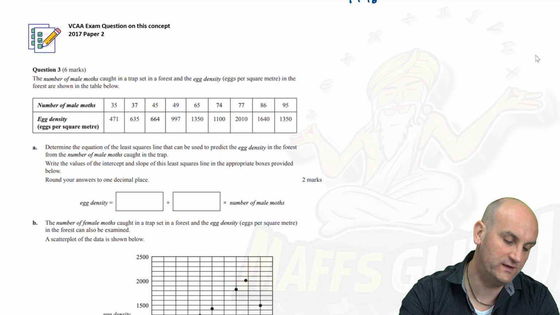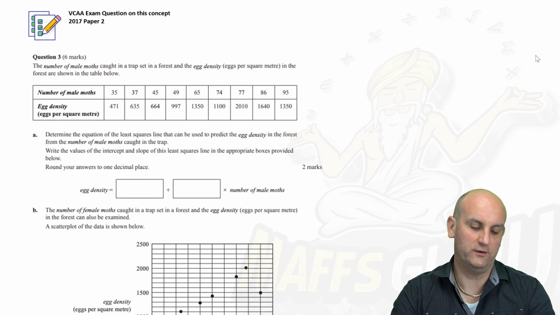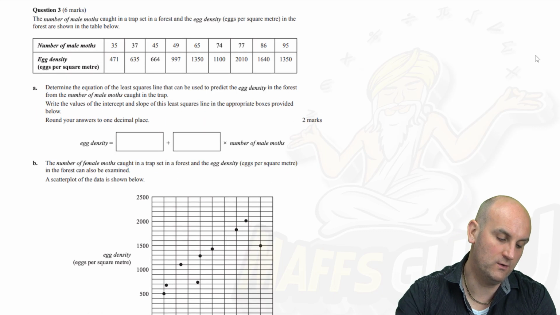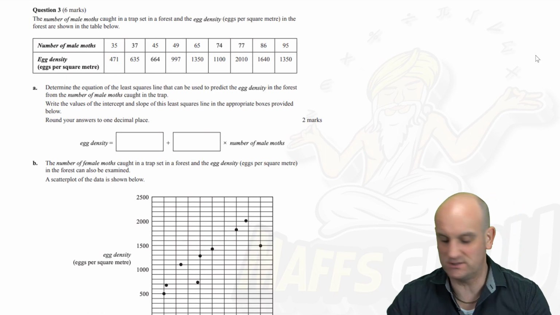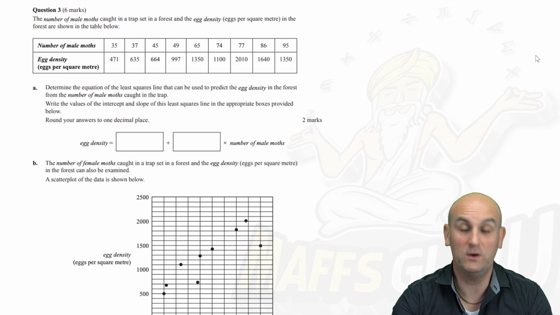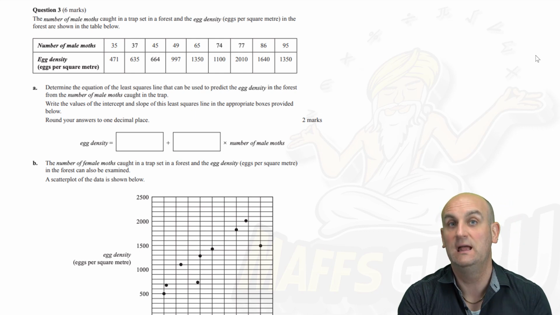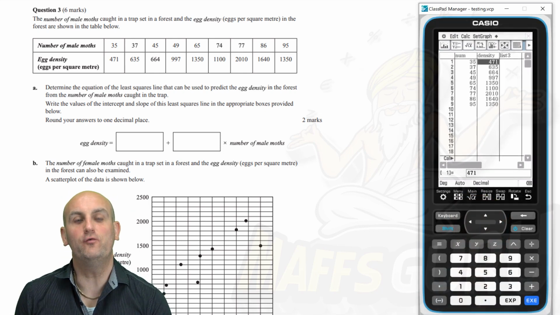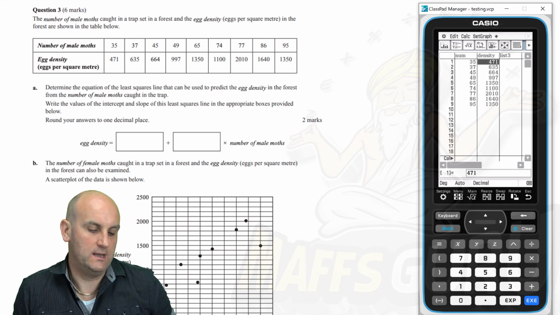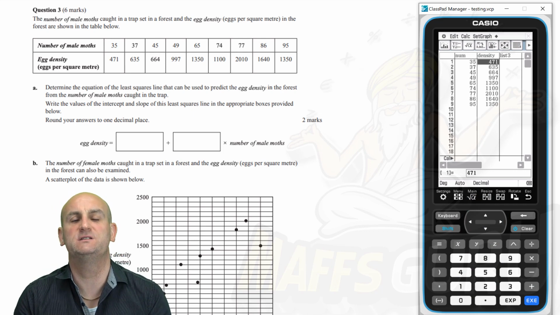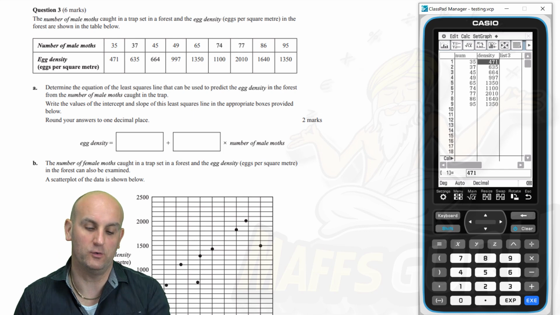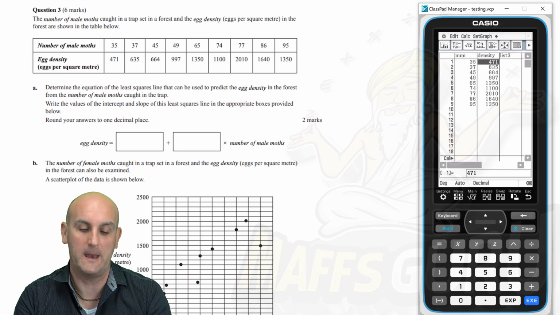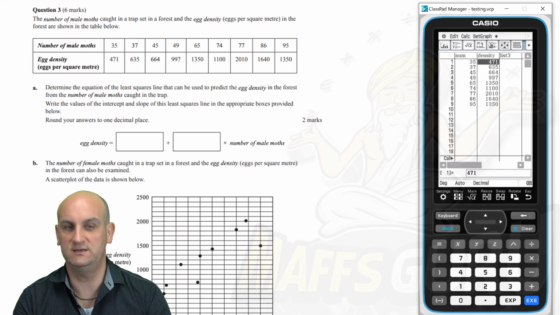And again, here we go, VCAA paper 2. The number of male moths caught in the trap set in a forest and the egg density in the forest are shown in the table below. Determine the equation of the least squares regression line. Whoa, it happens a lot, doesn't it? Well, yes, there's probably always going to be one of these questions in there, and a data transformer as well. Having pre-populated my data already, there I've got my num to stand for my number of male moths. Now obviously we have to be careful, there are certain words that are keywords here and I couldn't label my list as number, and the calculator will tell you if there are any words you can't use. So I use num, and obviously the next column is called density.